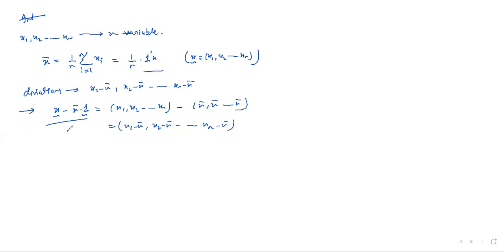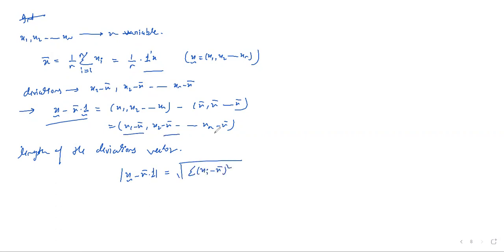Now we have studied the concept of measure of dispersion. In the measure of dispersion, we take the distance between x and x bar dot 1. That is the length of the deviations vector. So if you find the length of x minus x bar dot 1, this deviation, it becomes the root of sigma xi minus x bar whole square, the sum of the corresponding squares. This is our length.